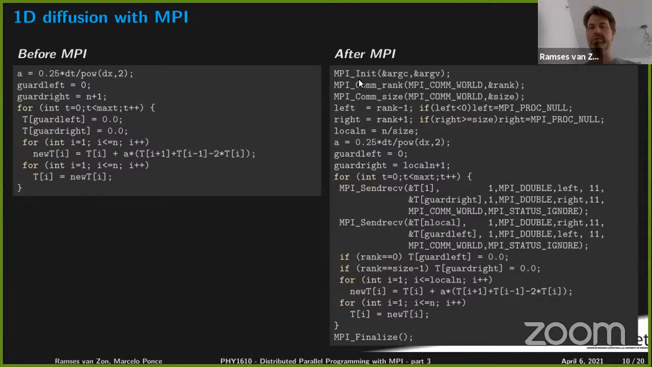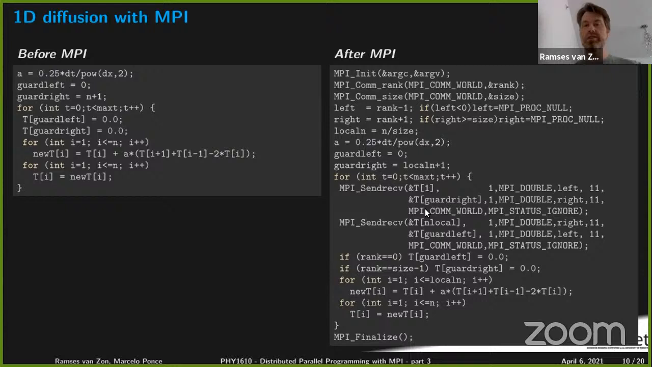So forget about the init and the rank and size. We need that. We have figured out what is left and what is right in terms of processes and how much we have. We also have figured out the boundary conditions, but they only have to be applied if you're actually at the boundaries. So that's that. The send receive. Let's look at it very carefully one more time.